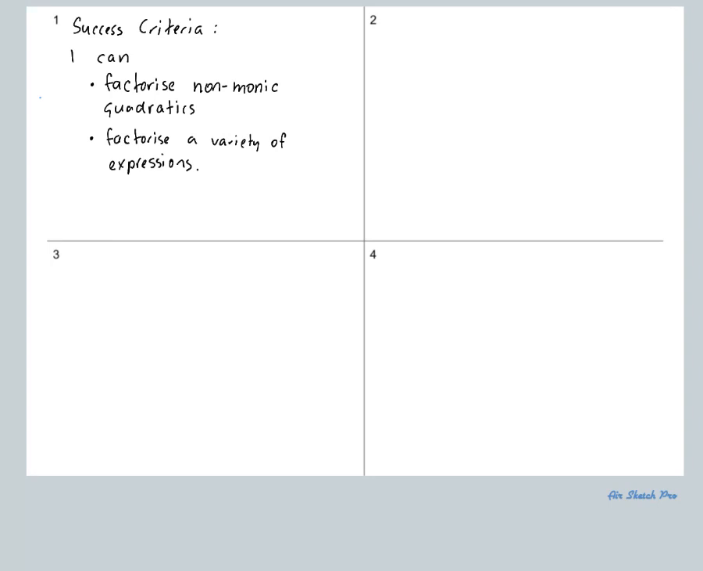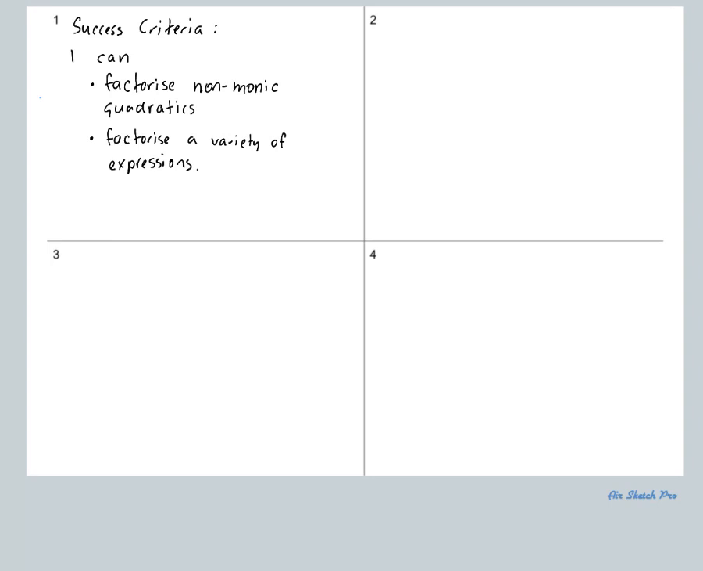Basically, what we've been doing up until now is, here are some difference of two squares to factorize. Here are some perfect squares. The last thing we're going to do is non-monic quadratics. Don't worry, I'll explain what that means. And then I just want you to be able to practice, given any old expression, choosing the right kind of approach to it. Is this a difference of two squares? Is this a perfect square? So that's where I'm headed.